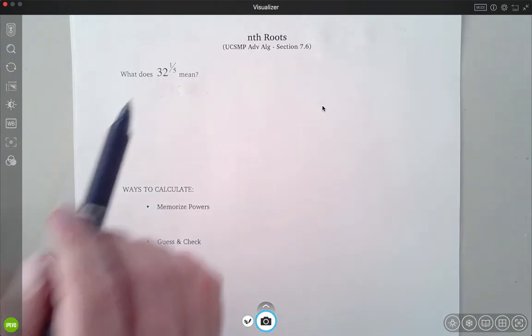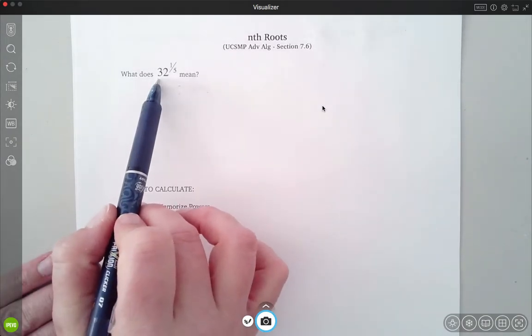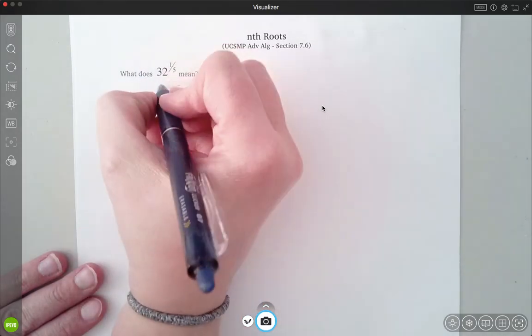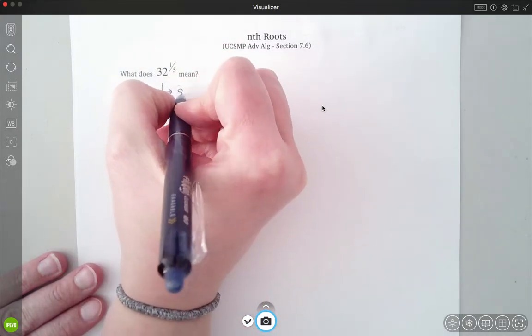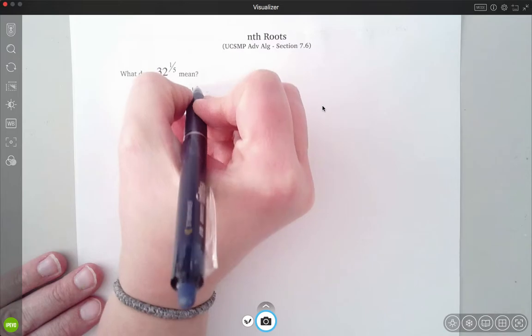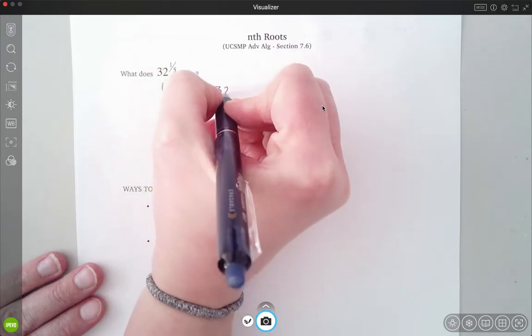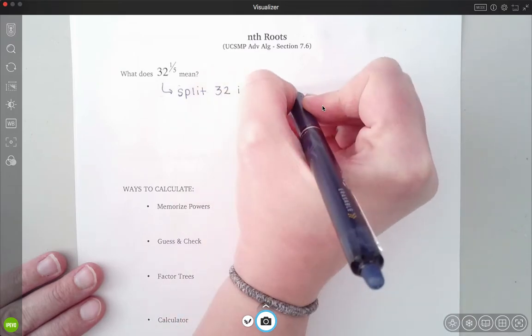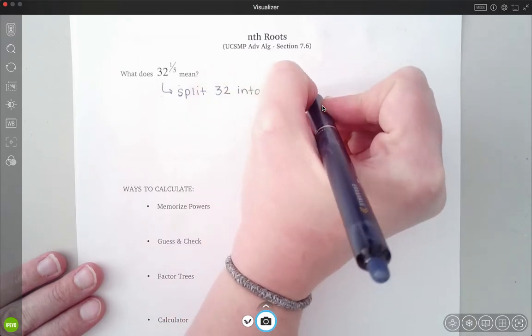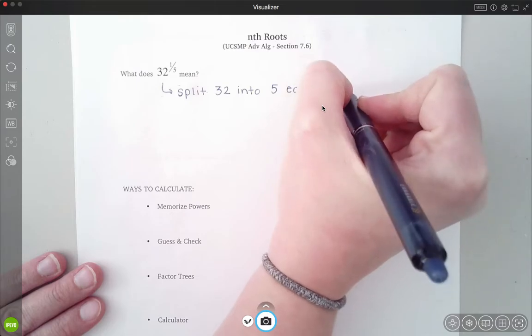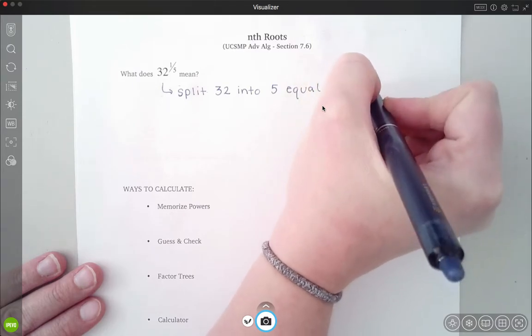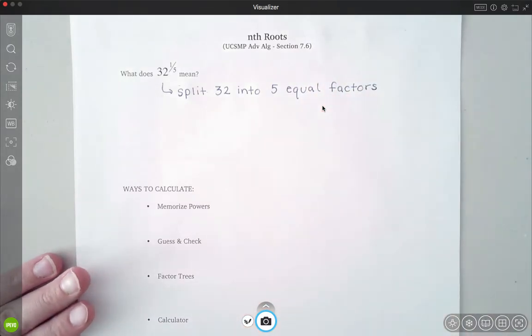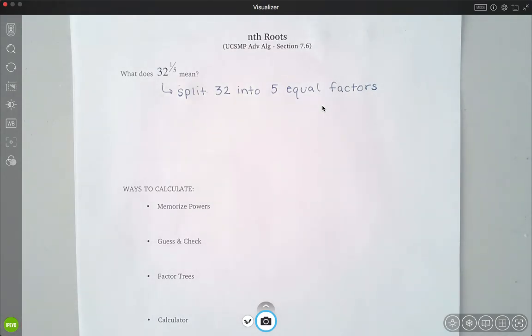So as an example here, what does 32 to the 1/5 power mean? This is saying to split 32 into 5 equal factors. That is not the same thing as dividing by 5, okay? Dividing by 5 would split it into 5 equal pieces that if you added back together would give you 32.